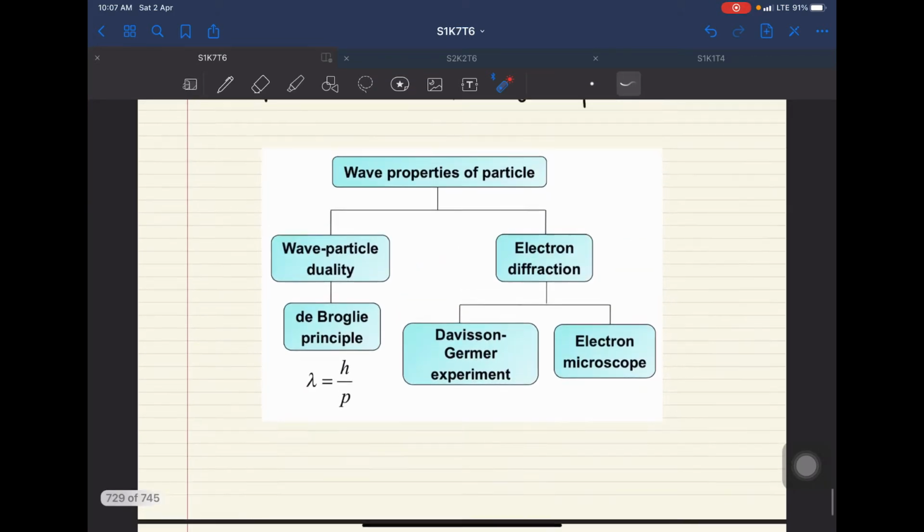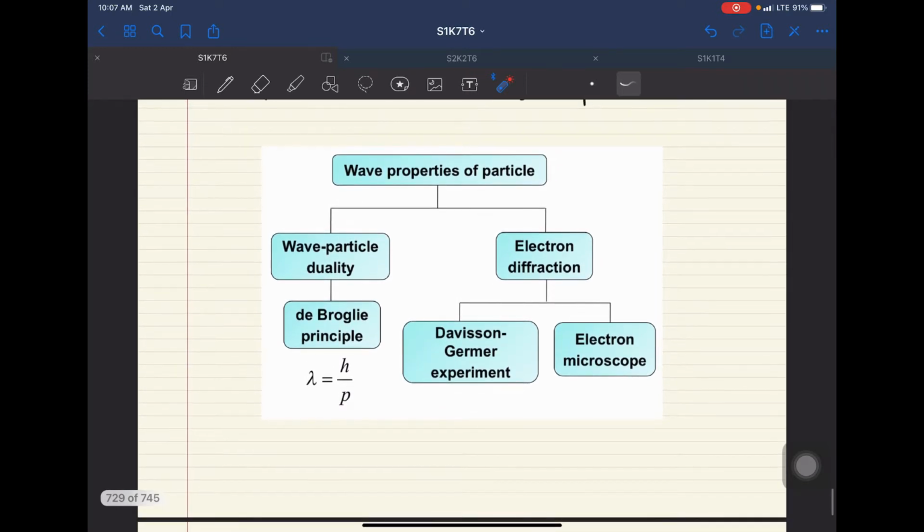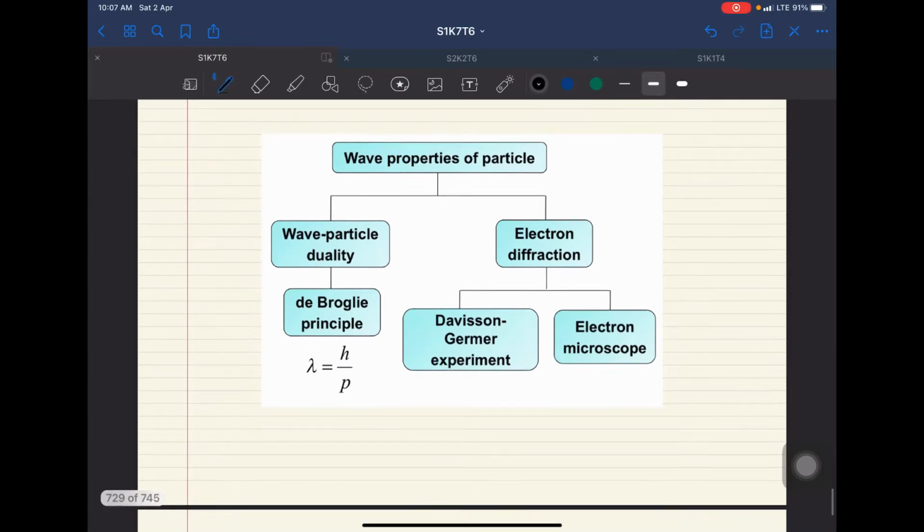In this chapter you only have two formulas. One is lambda equals h over p, and another one is lambda equals h over the square root of 2 meV. These are the two formulas that are given inside the formula sheet.